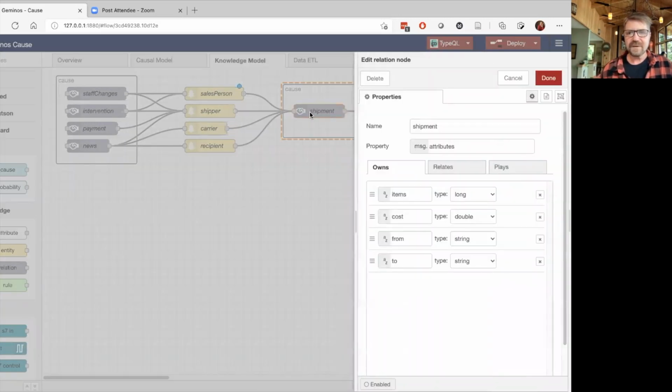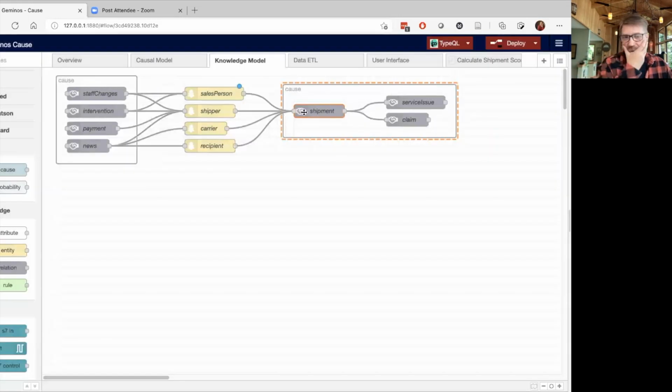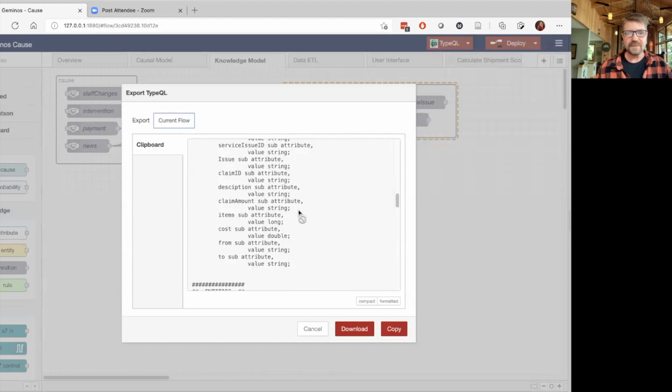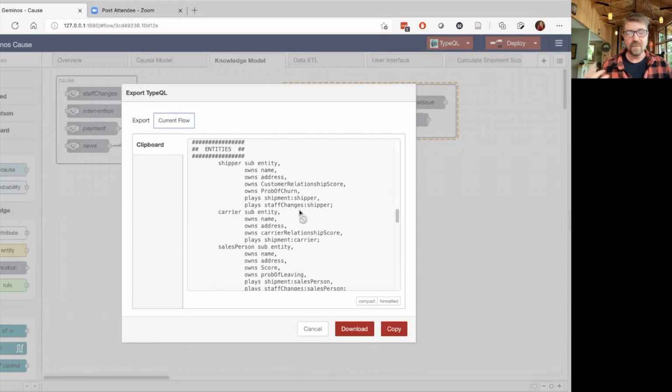Now, within the shipment, what are the things specific to the shipment in addition to the causal stuff? A shipment's an event that's inheriting the cause, plus the items of the shipment, the cost of the shipment, and maybe from and to. So this is where you can go and build these models. We've laid this out, we've built this tool to do it, but now we want to be able to actually generate the TypeQL. So we have this box up here you can click, and then it generates the TypeQL related to what you've just drawn.